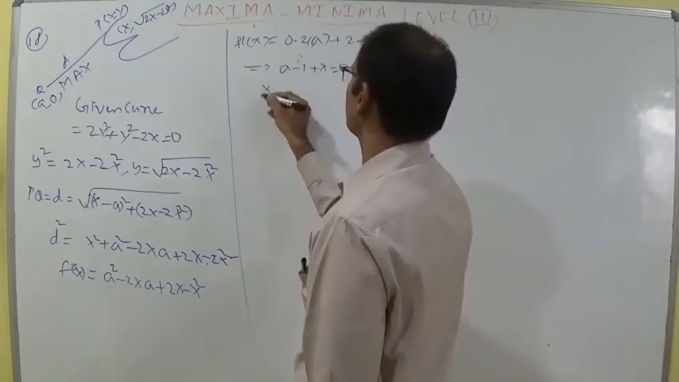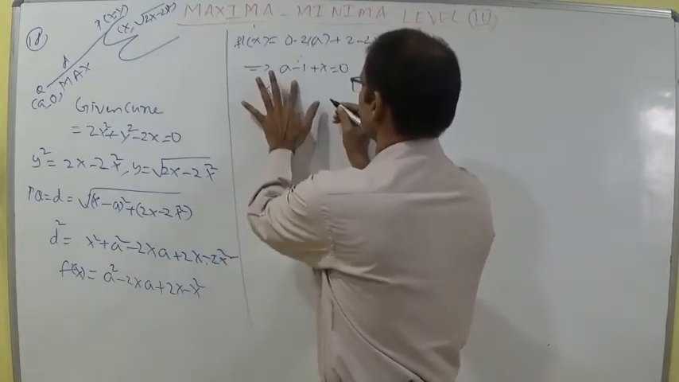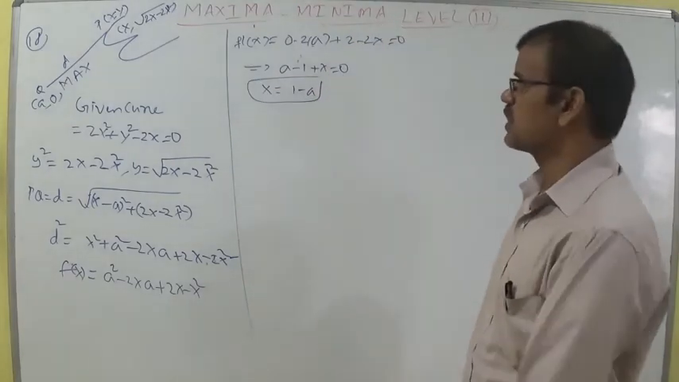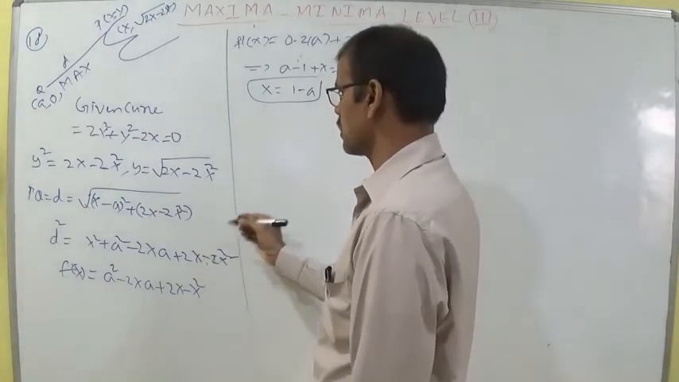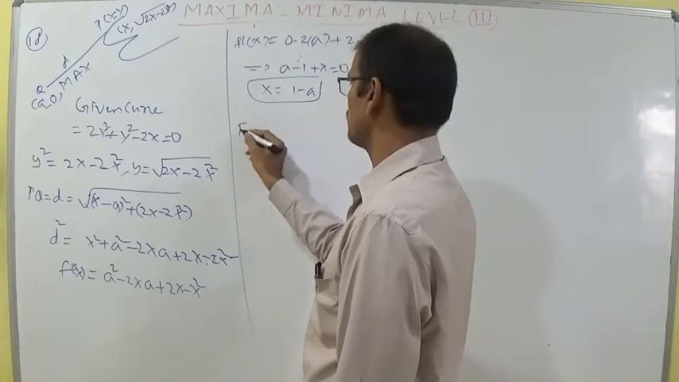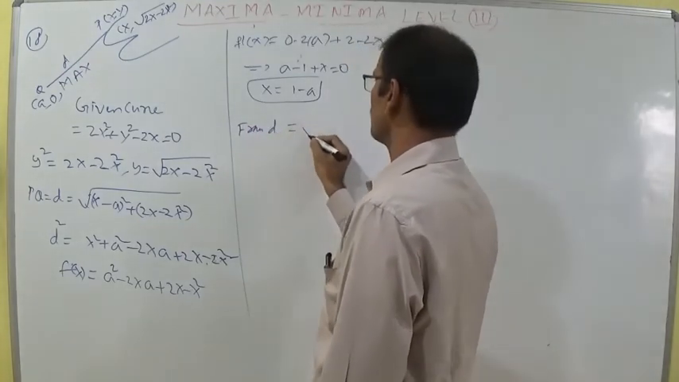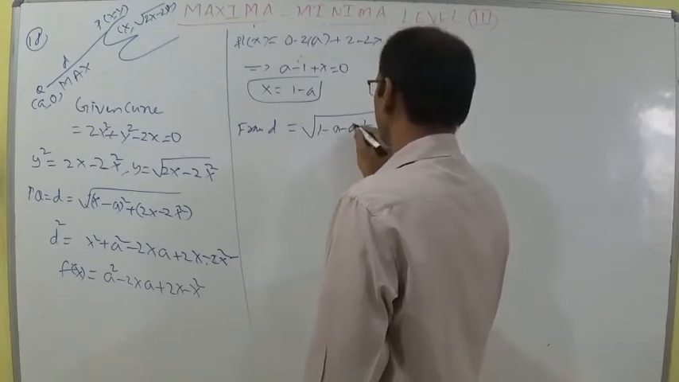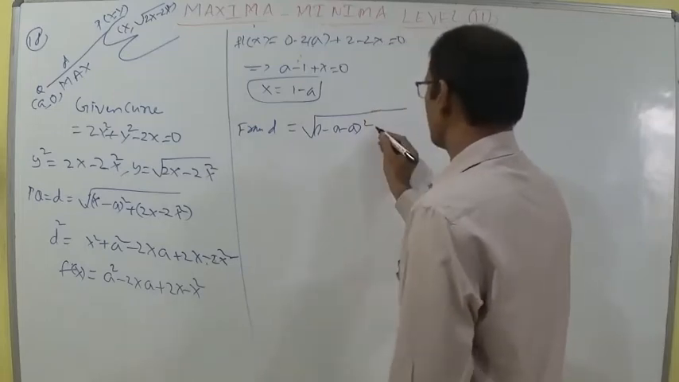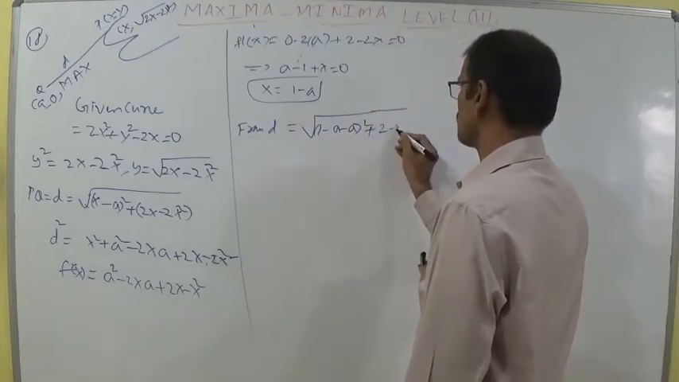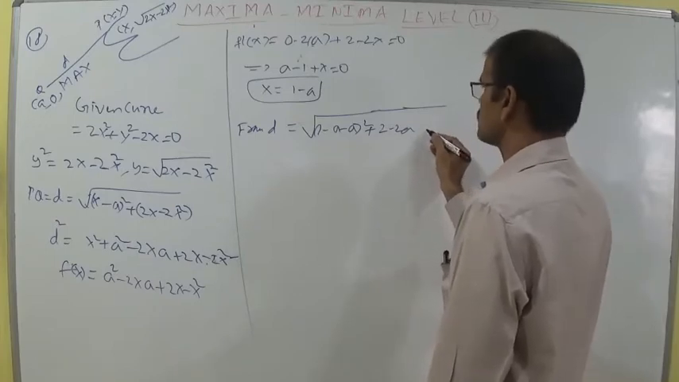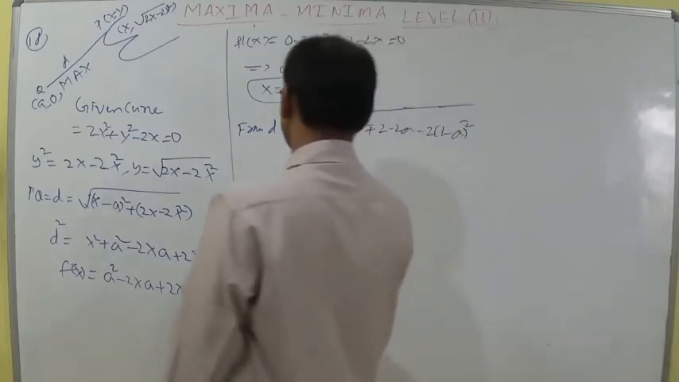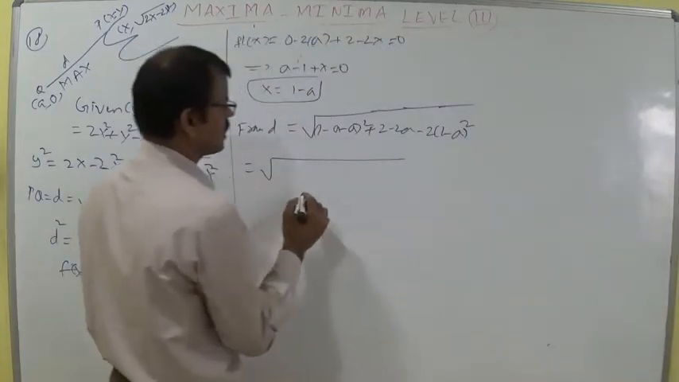Okay. Now you can write here x is equal to, taken that side, 1 minus a. x is equal to 1 minus a we got here. If you substitute the value x is equal to 1 minus a in d square, or d, I am writing it. d means distance. From d root of, here you can write x, instead of x 1 minus a. So 1 minus a whole square plus 2x. So here you can write 2 minus 2a minus 2x square, minus 2 into 1 minus a whole square over root. That is equal to 1 minus 2a whole square.